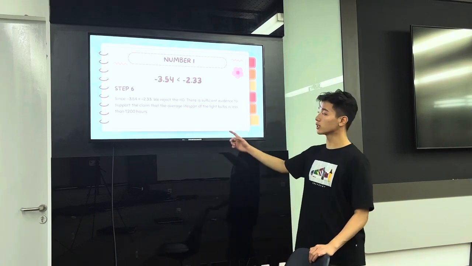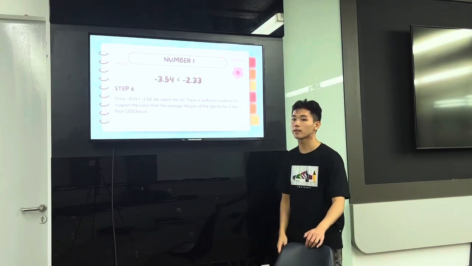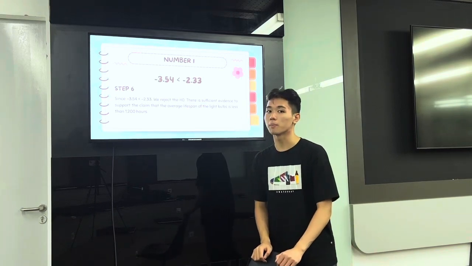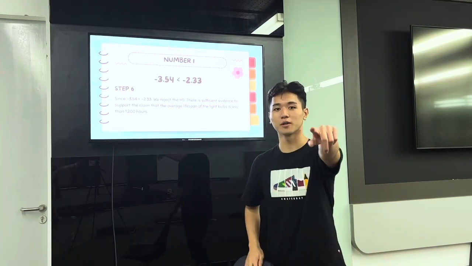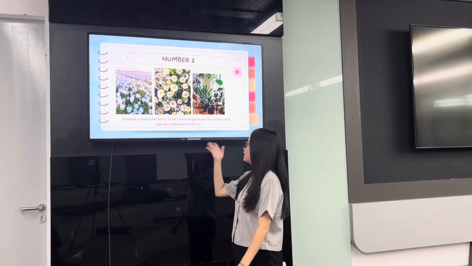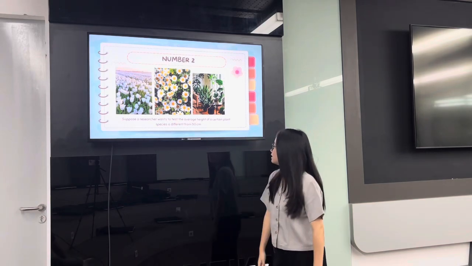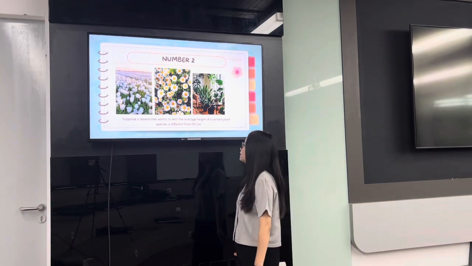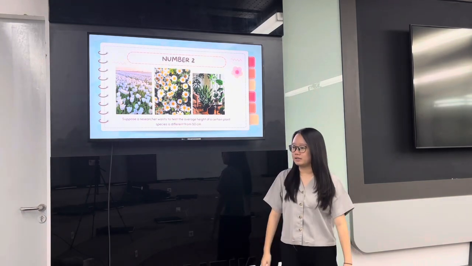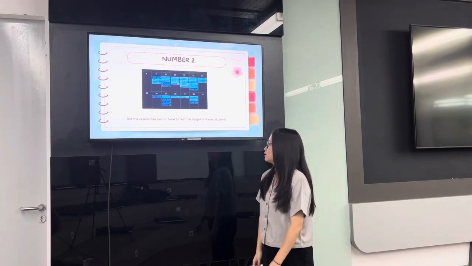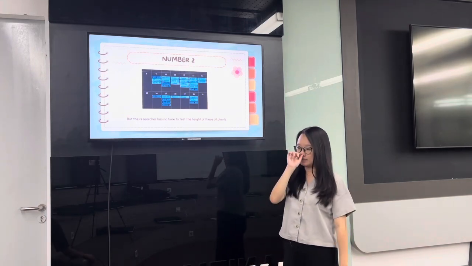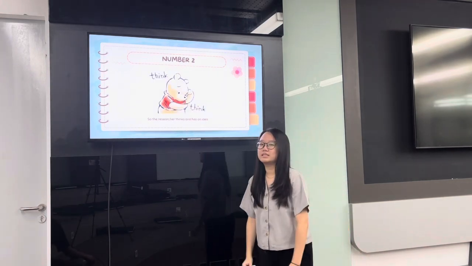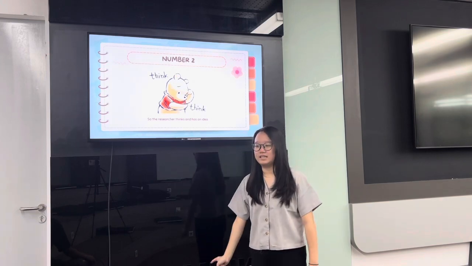There is sufficient evidence to support the claim that the average lifespan of a light bulb is less than 1,200 hours. Thank you. Next, we are at example number 2. Suppose a researcher wants to test whether the average height of a plant species is different from 50 centimeters. But the researcher has no time to measure the heights of all of those plants. So the researcher thinks and has an idea.